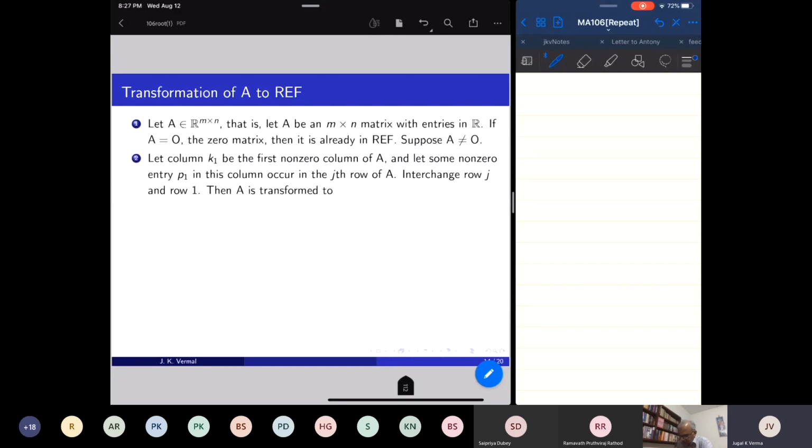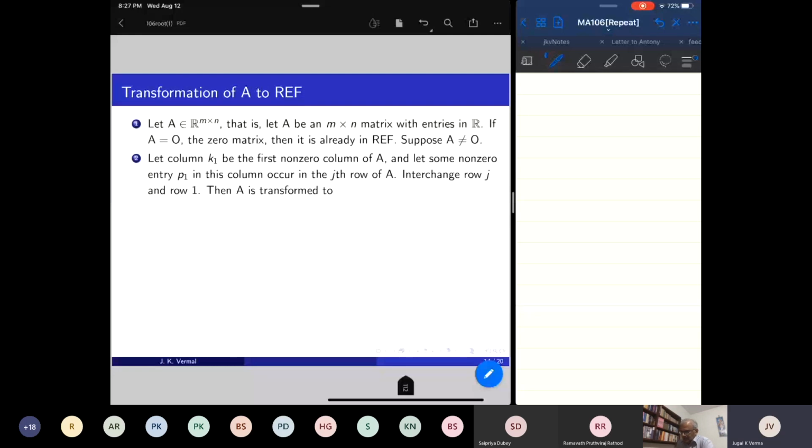So the jth row becomes the first row, and by interchanging the first row with the jth row, I have made this non-zero entry into a pivotal entry. So the first row will have a pivot. We want the first row to have a pivot, we want the second row to have a pivot, etc. All the zero rows should be at the bottom.